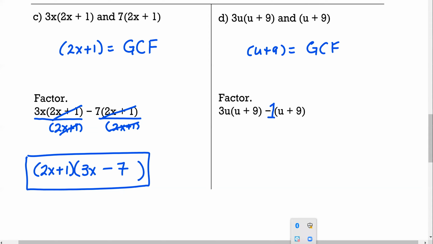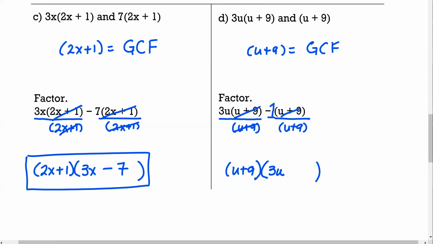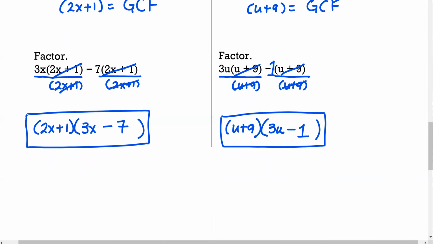But we're going to factor this, so we'll factor out our GCF of the u plus 9. And then I'm going to divide the first part by the u plus 9. So that gives me 3u. Divide the second part by the u plus 9. So that leaves me with minus 1. And there we are, factoring. Okay. All right, so let's take a look at one more example.